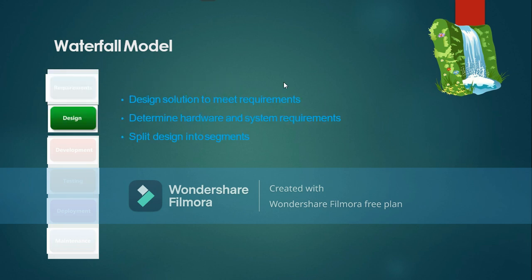So in design, we solution based on what requirements are frozen; we design the solution. And here the best part is that we segregate the design into parts. We split it into parts. For example, if we are planning to design something like Gmail.